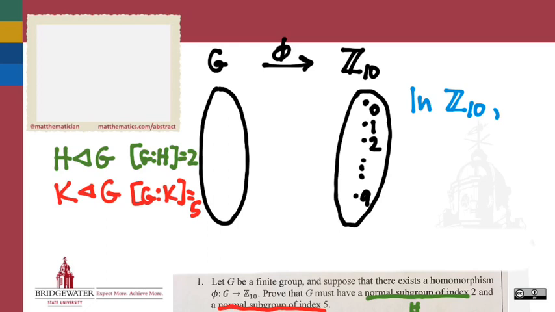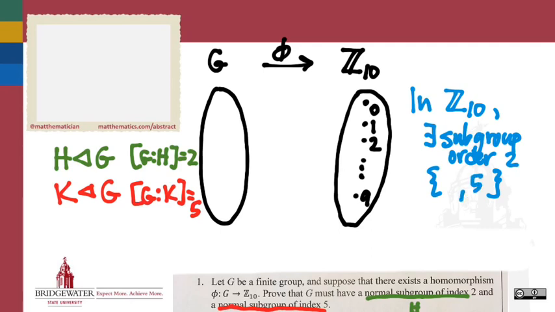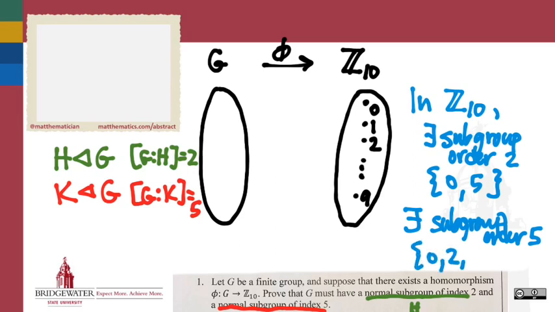So you've made the right set of observations, right? In Z10, we know that there exists a subgroup of order 2. What is the subgroup of order 2 in Z mod 10? 5 and the identity. Yeah. And there also exists a subgroup of order 5. The multiples of 2, right? 0, 2, 4, 6, 8. So we know that those subgroups exist in Z mod 10.